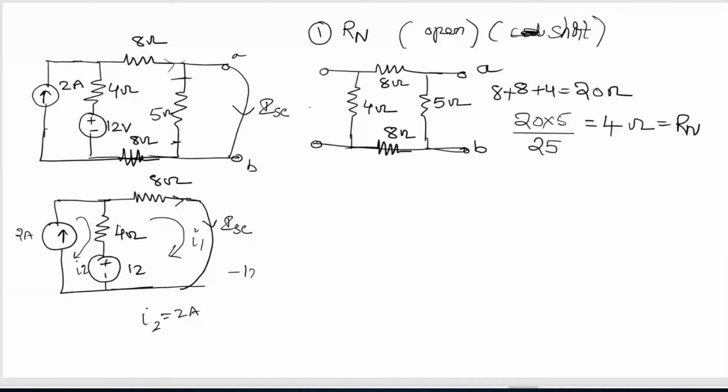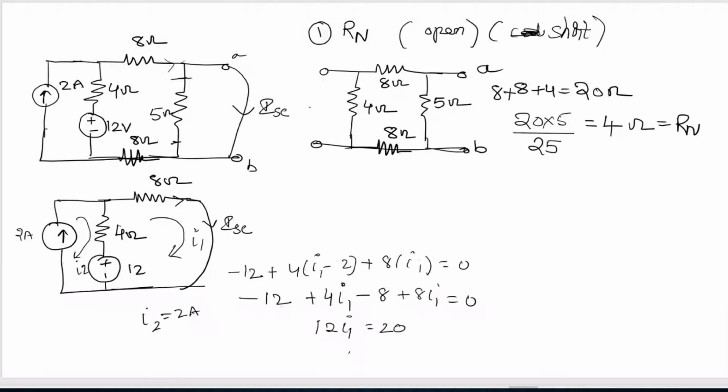So that I1 which we have calculated is 20 by 12, which is your ISC. How much is 20 by 12? 1.66. 1.66 amperes is your ISC, which is equal to IN.